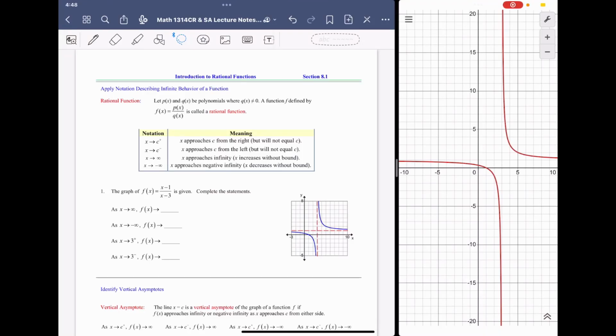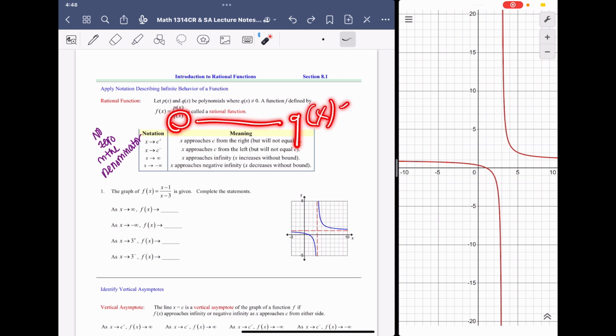And look at section 8.1. The first thing I would like you to realize is that you cannot have a zero in the denominator. That means that this right here is a fraction, so there's no zero in the denominator. So P or Q of x cannot equal 0. Suppose you had 3 over 0. That's a no-no.